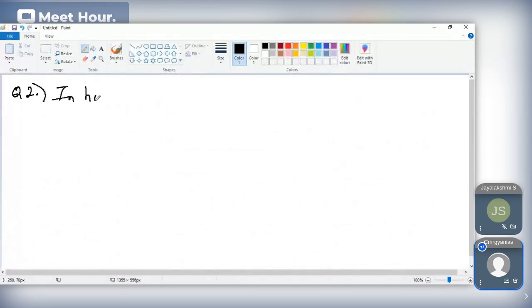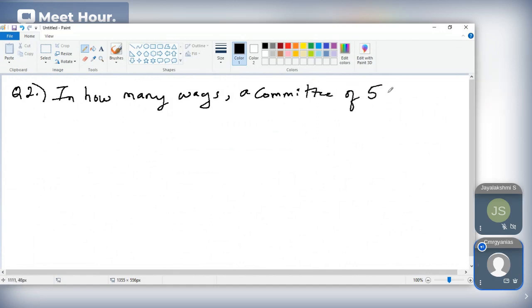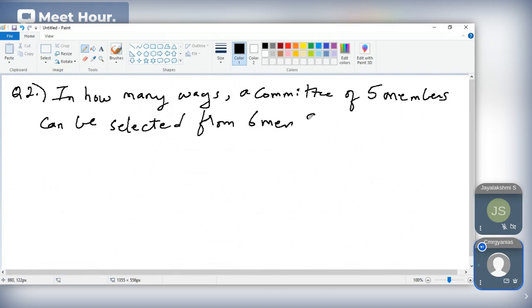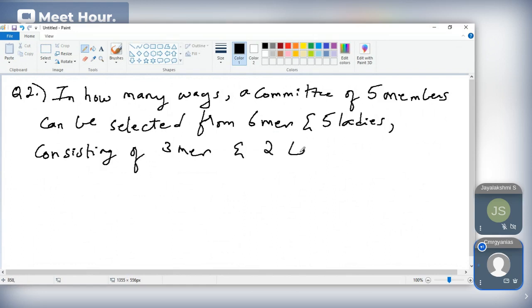Write down in how many ways a committee of 5 members can be selected from 6 men and 5 ladies, consisting of 3 men and 2 ladies.